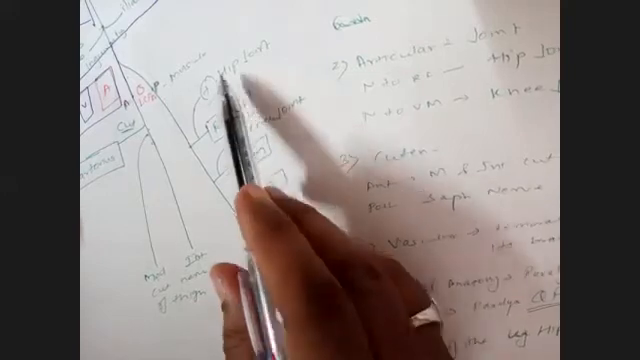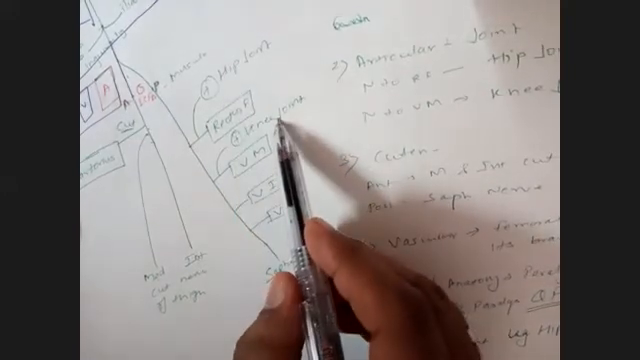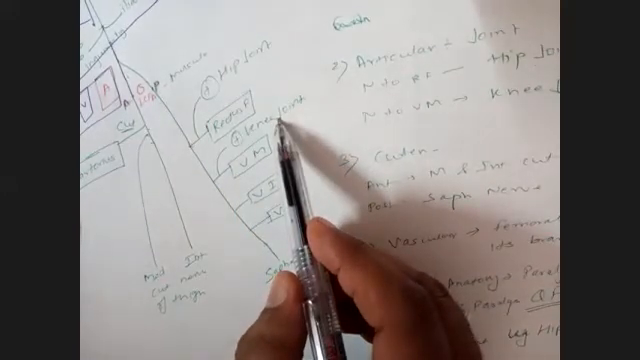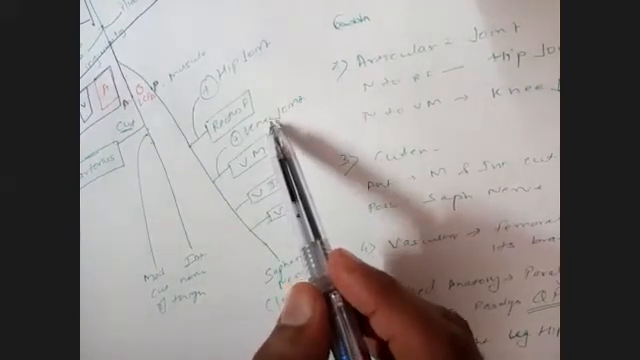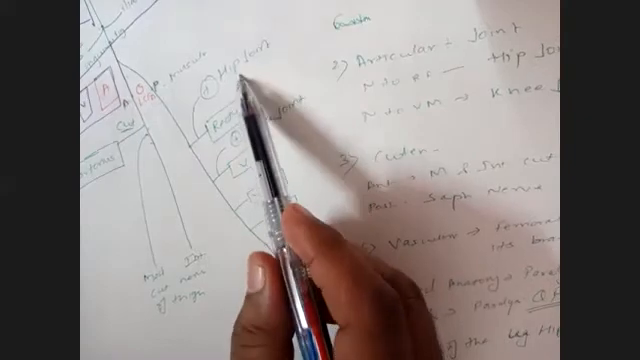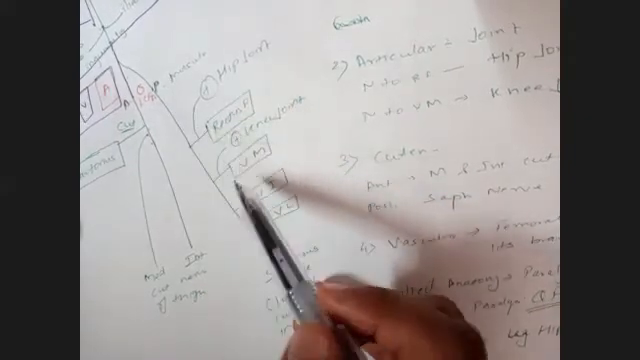So if there is any pain in the hip, it may get referred to the knee because it is supplied by the same nerve. Some problem in the knee may get referred to the hip also. So a patient comes to you just with a pain in the knee, and there may be a problem in the hip because the same nerve is supplying.